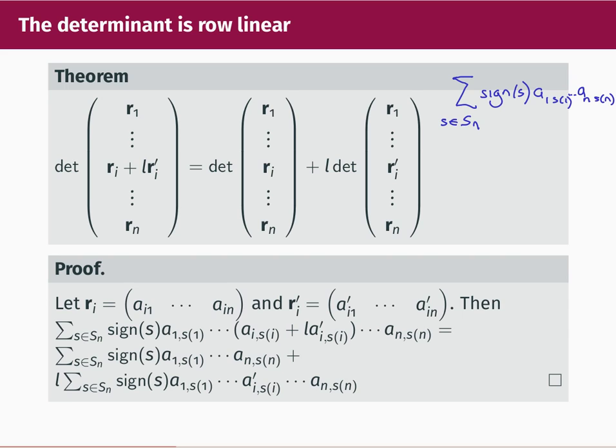It's the sum over all permutations S in Sn of the sign of S times a1 s of 1 up to the term from row i, which will be ai s of i plus L times a prime i s of i. That's because row i on the left is Ri plus L times Ri prime. And then we keep going with the aij's up to an s of n. Now just multiply this out. So multiply out the brackets. What do you get?